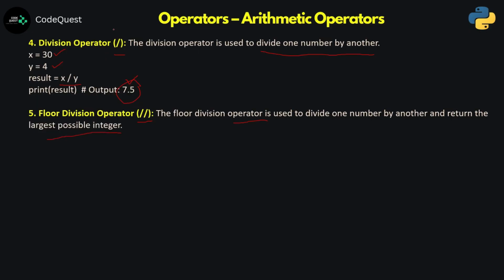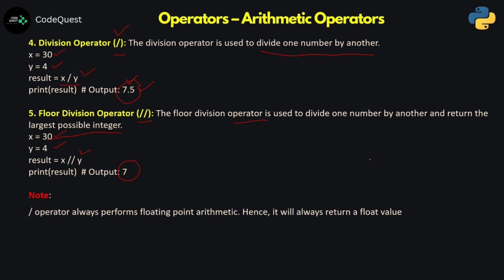So every time you make use of this division operator, the result is always going to be in the form of float. Whereas in case of your floor division, you can observe here, we took x equal to 30, y equal to 4. Here I was applying division operator. Right now we are applying floor division operator, and you can see the result is an integer.